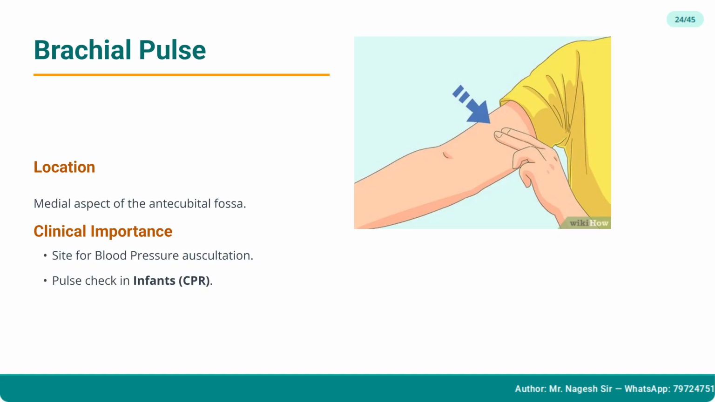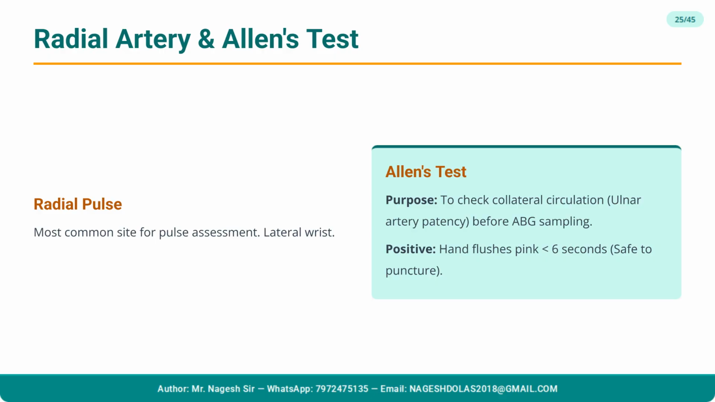It is clinically important for blood pressure auscultation and pulse checks in infants during CPR. The radial pulse is the most common site for pulse assessment. Allen's test checks collateral circulation via the ulnar artery before ABG sampling. A positive test, flushing within 6 seconds, indicates safety for puncture.